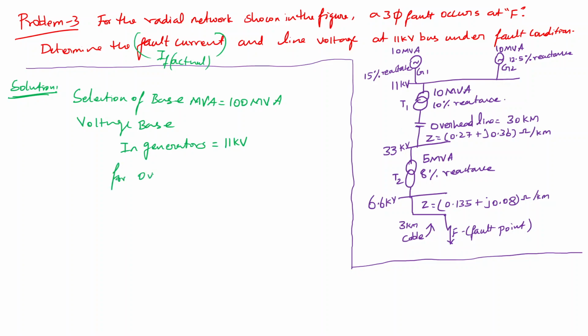For the overhead line, my value is 33 kV, and for the cable you may take 6.6 kV. Why am I taking 6.6? Because the voltage during the cable part is stepped down to 6.6, and after that, during the overhead line, the value is stepped up from 11 kV to 33 kV. So I'm taking 33 kV for the overhead line.